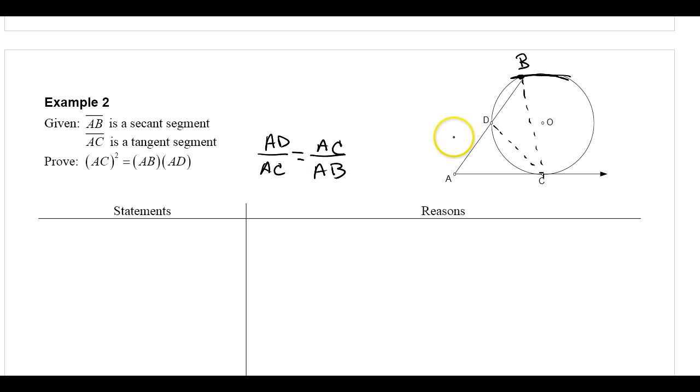So if we look at AD over AC, AD is the short side of the little triangle, and AC is the short side of triangle ABC. Those are going to be corresponding. And then AC is the long side of the small triangle, and AB is the long side of the big triangle. So the step right before this one would be triangle ADC is similar to triangle ACB.